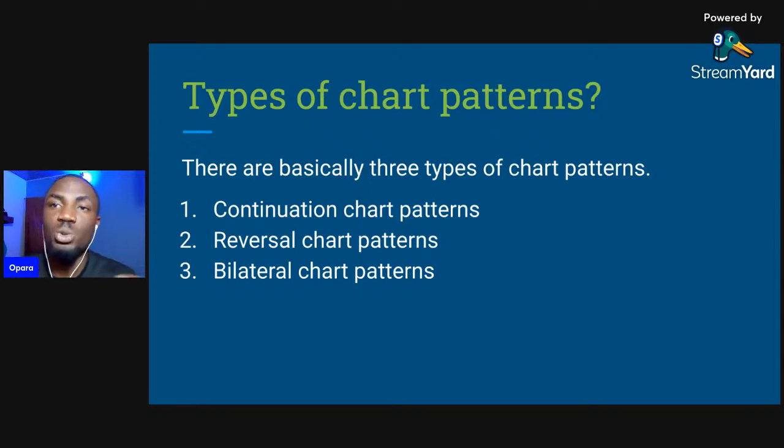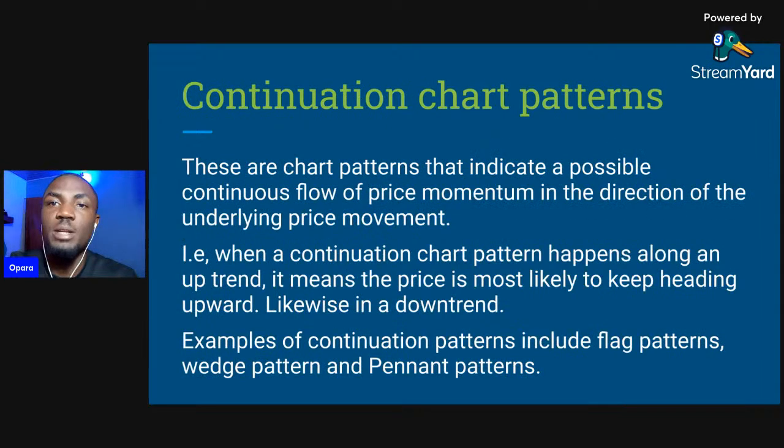So I'm just going to be very, very swift here, so we don't waste so much time, right? The continuation chart patterns are chart patterns that indicate possible continuous flow of price momentum in the direction of the underlying price movement. When a continuation chart pattern happens along an uptrend, it means price is most likely to keep going upward. Likewise, a downtrend. Examples of continuation chart patterns include flag patterns, wedge patterns, and pennant patterns.